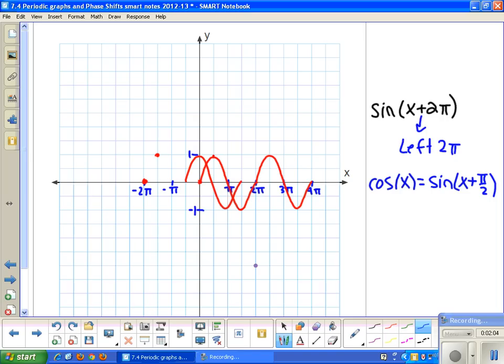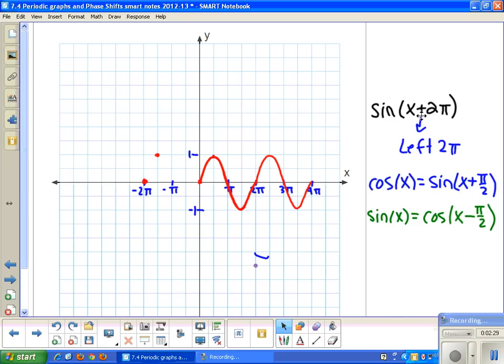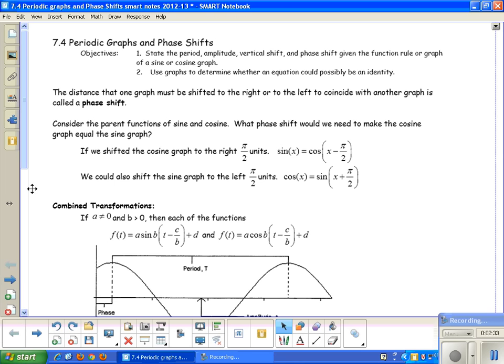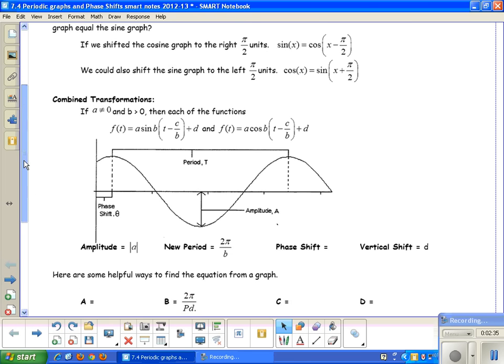And let's do the reverse. If I have the cosine graph and I want to make it into a sine graph, I would have to shift it to the right pi over 2, because I would have to go back this way right here. So the sine graph is also equal to the cosine of x shifted to the right, so minus pi over 2. And that's how we get those two equations. That's helpful to think about when we're doing these phase shifts. All right, going back. Now, combined transformations.